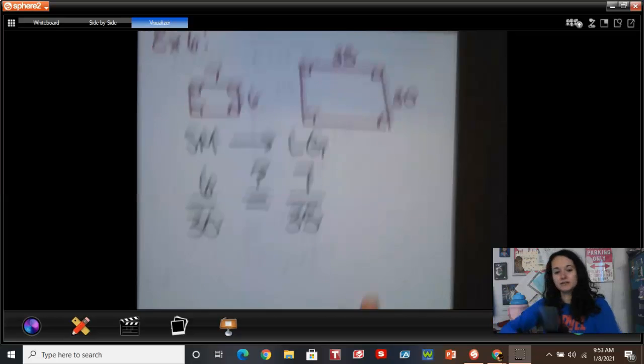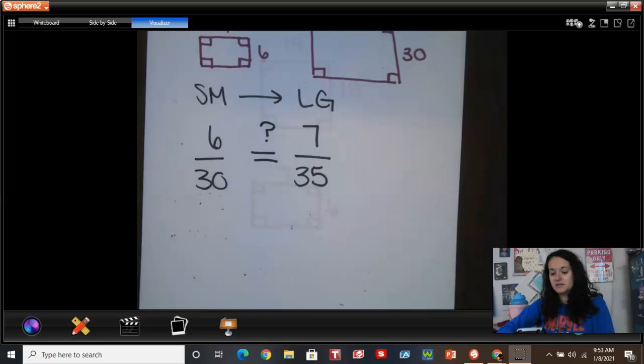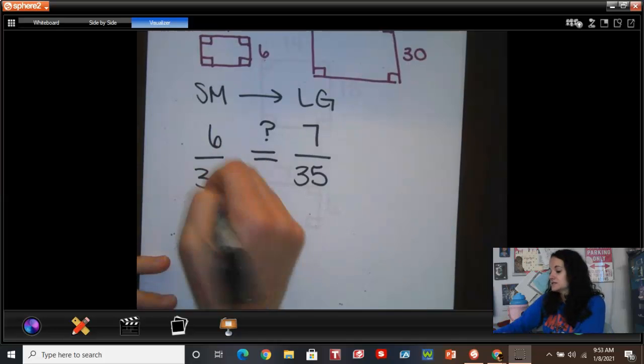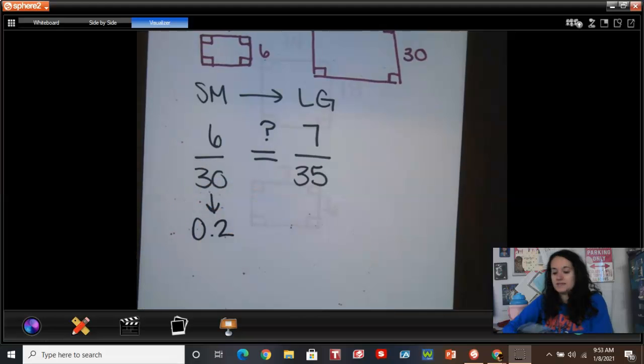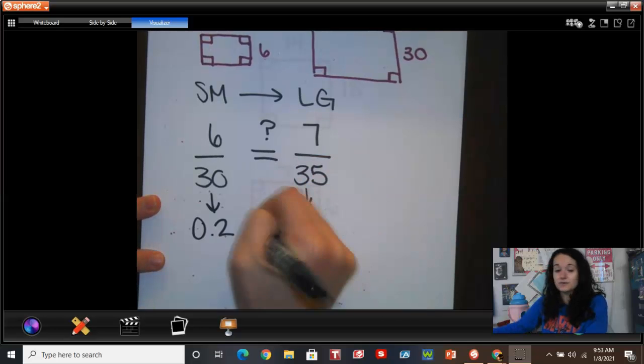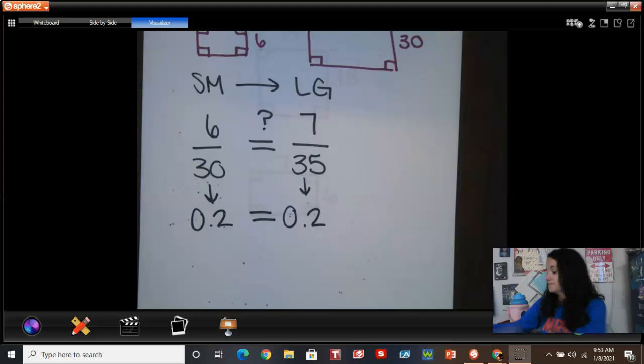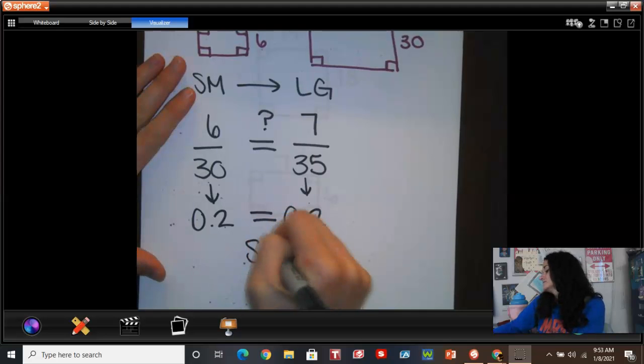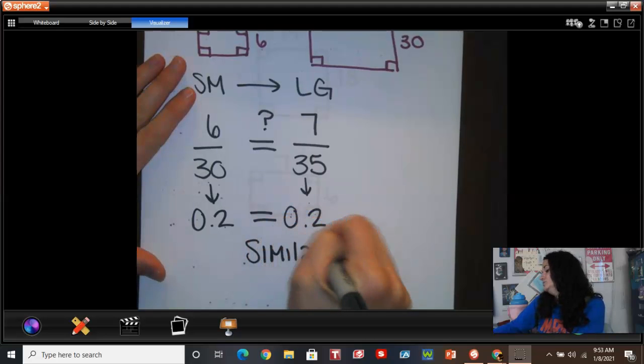So I'm going to take my calculator. I'm going to go 6 divided by 30, and I get 0.2. And then I'm going to go 7 divided by 35, and I get 0.2. Those are equal. So guess what? We are similar. Boom, boom.